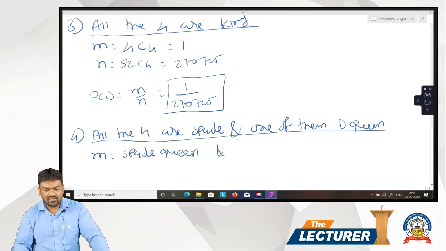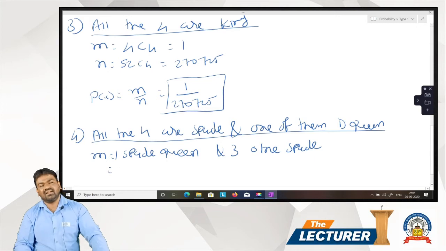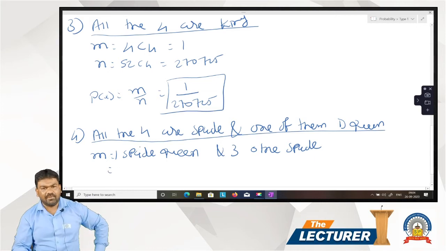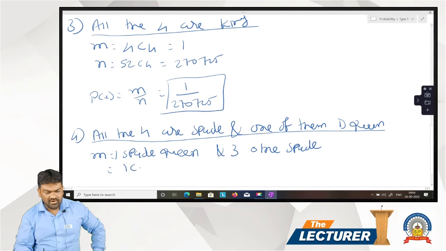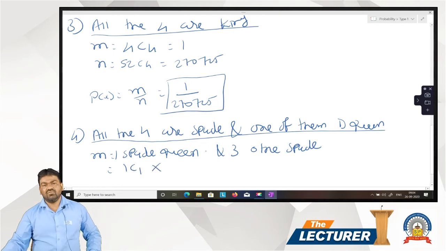And one spade queen and 3 other spade cards. So one spade queen, there is one spade queen in 52 cards, out of which 1 will be selected. There are a total of 13 spade cards, out of which 1 is the queen. So the remaining 12 cards, out of 12, 3 will be selected.